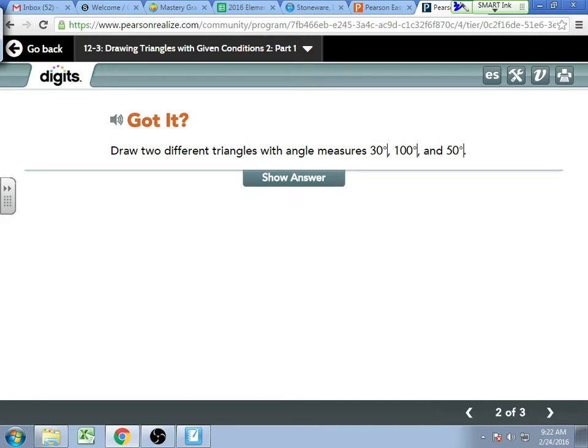So try this. You can do any lengths you want. I just want multiple triangles with angles of 30, 50, 100. Now my advice is start with your bigger angle. So I would draw a line, always start with your bottom. And then either on the right or the left side of that line, make one of your angles. I suggest making your 100-degree angle first.